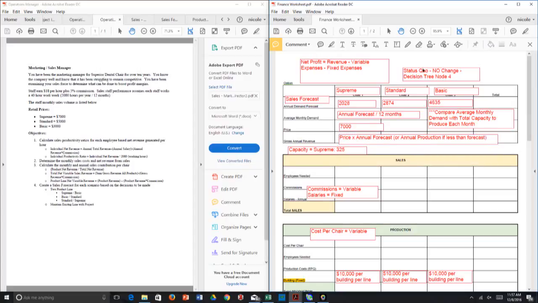Okay, so that completes just this high level first part. It gives us our gross revenue. So remember, our net profit equals revenue minus variable expenses and fixed expenses. Well, now we know what revenue is. So we can go on to the other expenses that we have from sales and production.